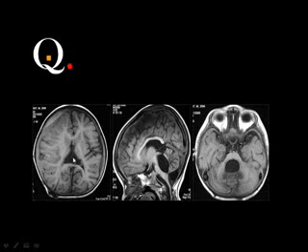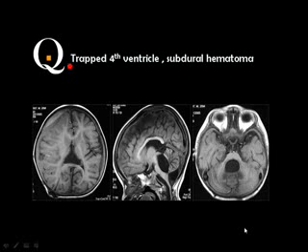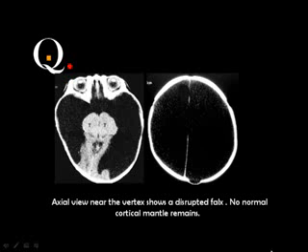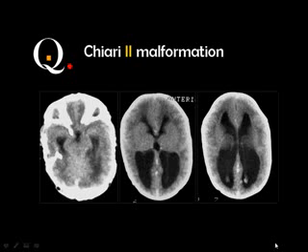These are the lateral ventricles which are decompressed by the shunt tube with the resultant subdural hematoma, and the fourth ventricle is ballooned as seen in the sagittal and in the axial images. This is the trapped fourth ventricle with subdural hematoma. Hydrocephalus. Chiari 2 malformation.